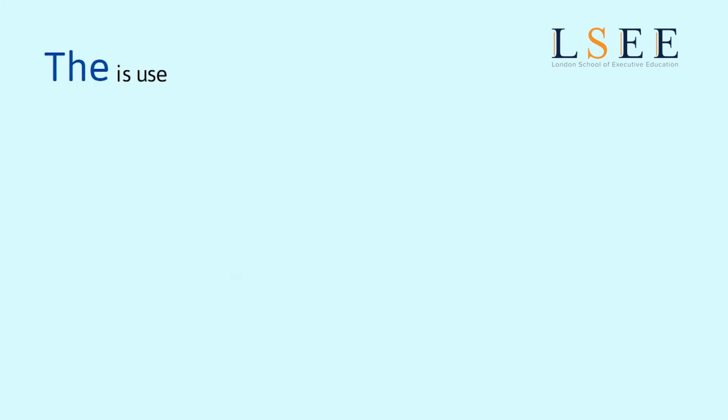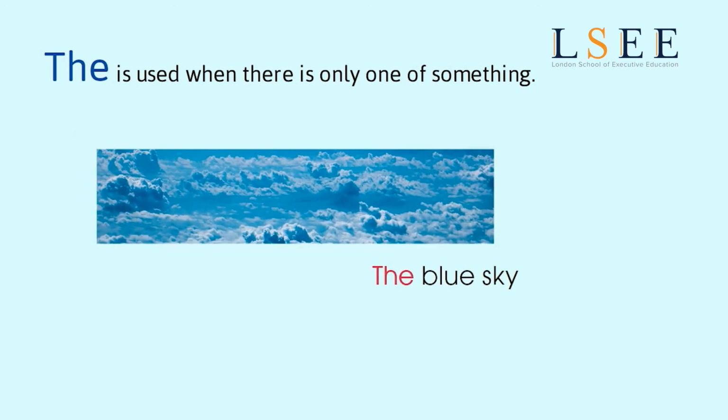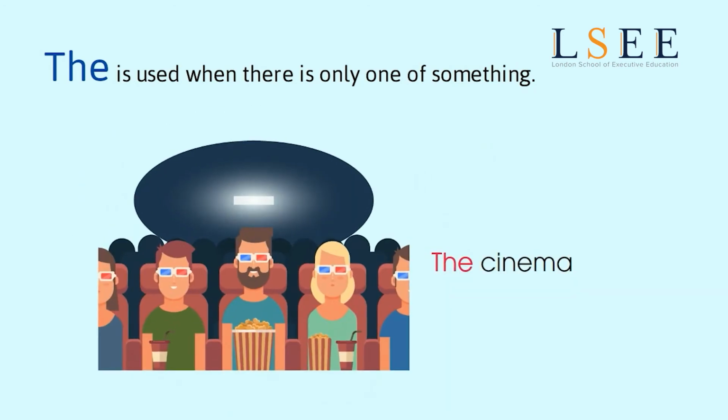The is used when there is only one of something. For example, the blue sky, the cinema, the sea.